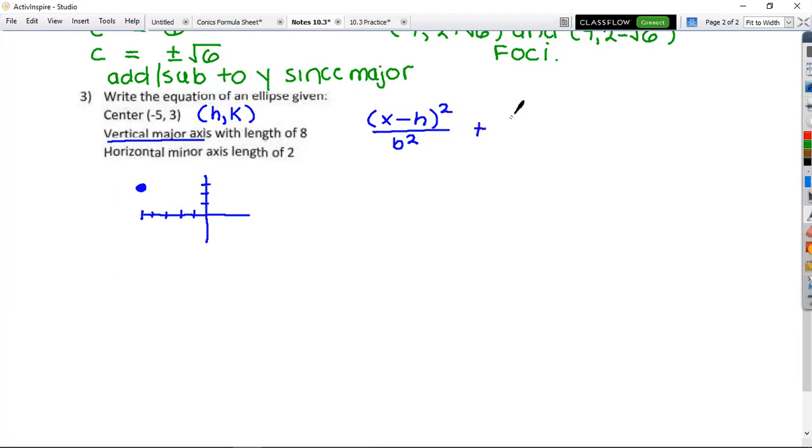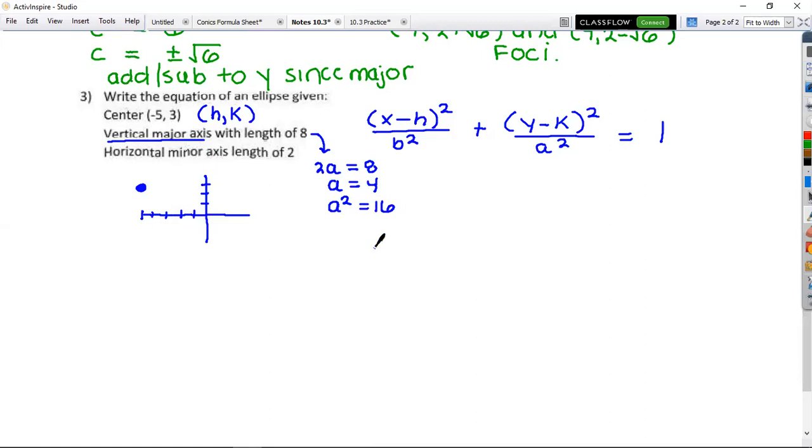And then plus Y minus K squared over A squared equal to 1. I have a major axis with a length of 8. So I'm going to do 2A, because A gets used per major, is equal to 8. So therefore, A is equal to 4, but the formula requires A squared. So A squared is equal to 16.